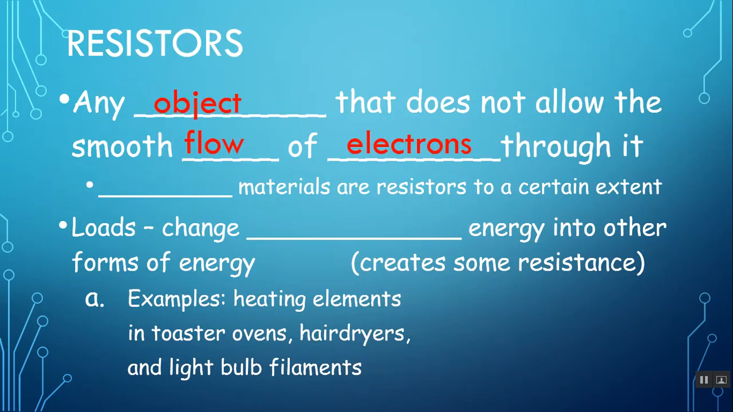Let's talk about what those resistors are. So really anything in a circuit can be a resistor. A resistor is any object that does not allow the smooth flow of electricity through it. So all materials can be a resistor. Electrons are just the particles that make up electricity. If we were to try to break down what is electricity, it's these little teeny invisible particles called electrons that are part of the atom. So that's why you see us use both terms. So all materials can be resistance.